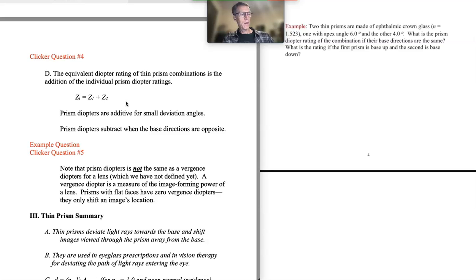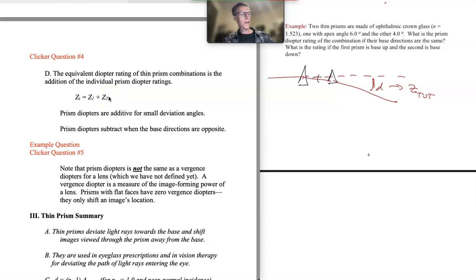So we're given two thin prisms made of a certain kind of glass, and we're given the apex angles. What is the prism power of the combination if their base directions are the same? So what we're talking about is we're going to have a prism, and we're going to add it to another prism, right? And we're wondering, if I put light through this, what does it do? It has some overall deviation angle, which is related to the total prism power of the combination. All right, and the rule says we just add prism powers.